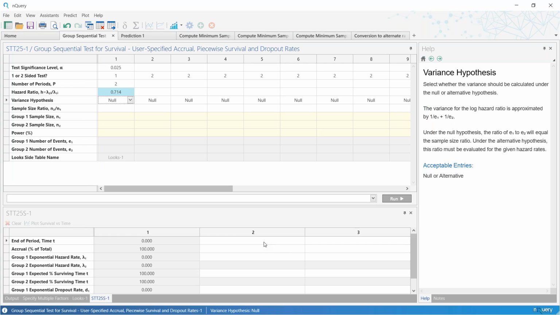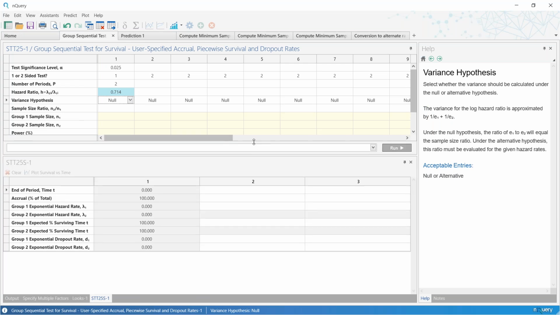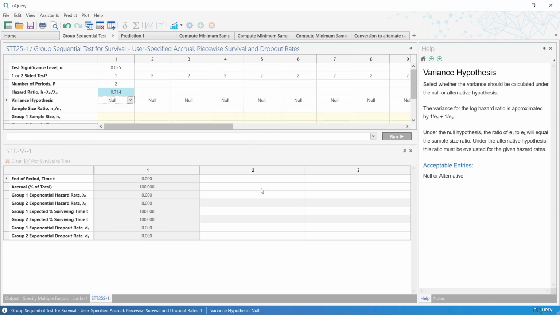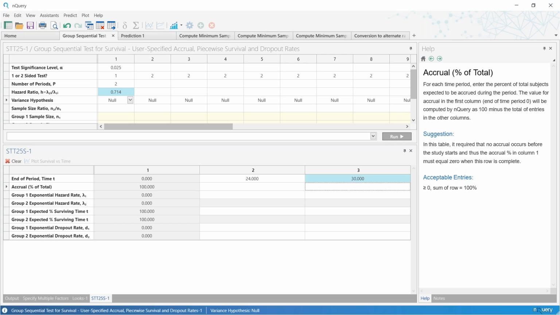Okay, and then we open this side table here, and this looks quite similar to stuff that I've done in previous webinars for survival, like STT3. Basically, in the first row, we need to specify the end of the time periods that are of interest in column 2 and 3. So we want the end of the column 2 period to be 24 weeks. That's the end of our accrual period, and then the end of the study to be 30 months in.